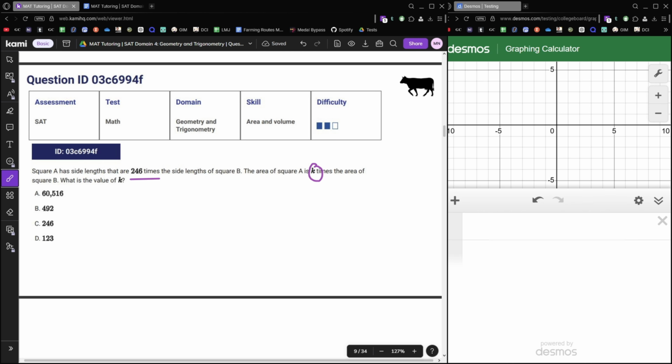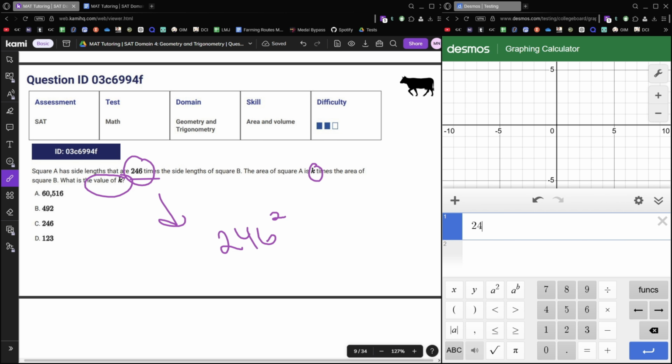So line number 9, once again we get that scale factor, and they want us to find the ratio between the two areas. Remember, all you gotta do is take this number and square it. So we get that our answer will be 60,516, which is A.